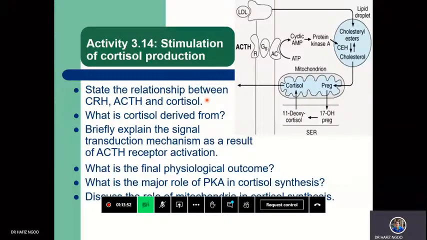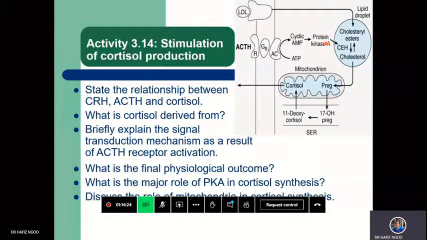Now where is cortisol derived from? All the steroid hormones come from cholesterol. So what does ACTH do? ACTH acts on the G protein coupled receptors, Gs, which are membrane-bound receptors, activating adenylyl cyclase. Adenylyl cyclase converts ATP to cAMP, and you have protein kinase A.